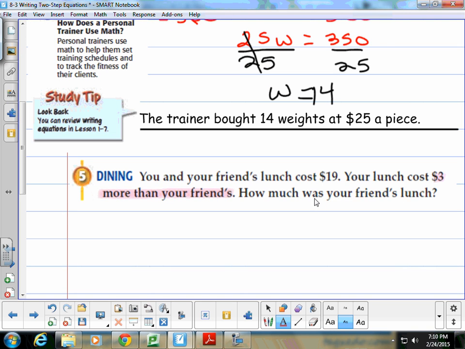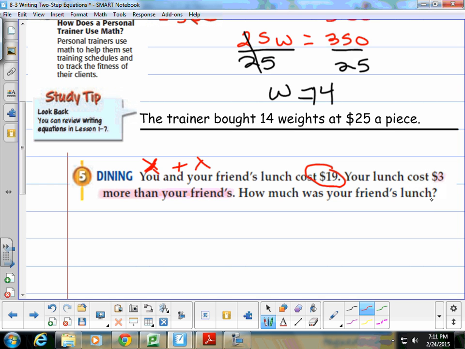You and your friend's lunch cost $19. Your lunch costs $3 more than your friend's. How much was your friend's lunch? So this one, we know that the total cost together of my friend is 18. So my lunch, say maybe my lunch, or your friend's lunch, you plus your friend, say.